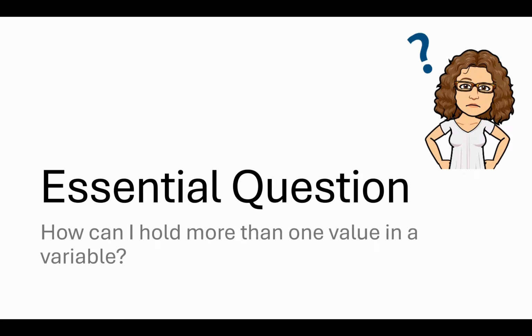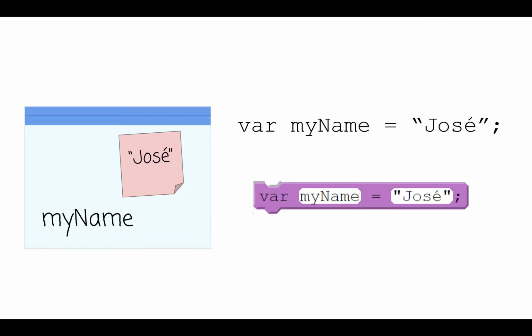So today we're going to talk about lists, the ability to store a lot of data in one single "quote unquote" variable. Your essential question today: how can I hold more than one value in a variable? So right now we can make a variable using var myName and then something along those lines.